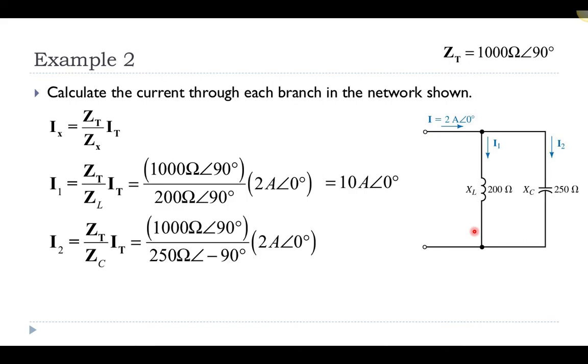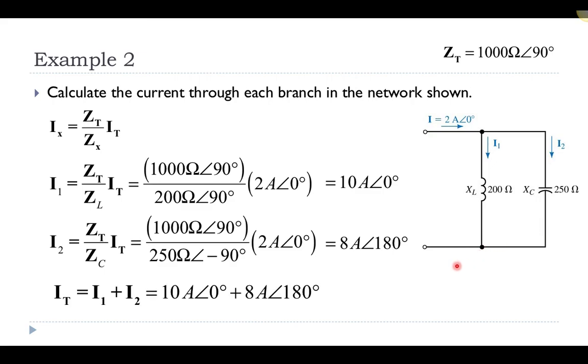It's okay. So if I find the current through the other section where I have just a capacitor, I could go through the same process. The total equivalent impedance is 1,000, angle of 90. The capacitive impedance is 250 with an angle of negative 90. And then the total current, again, is still 2 amps. So when I plug those values in, I end up getting 8 amps. And 90 minus a minus 90 is a 180. So the thing that you have to realize with this is that the current through the inductor is exactly 180 degrees out of phase with the current through the capacitor.